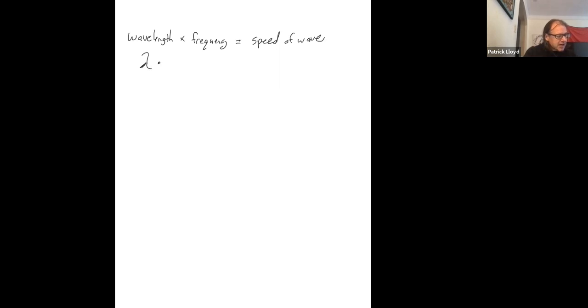I'm going to put a little dot instead of an X. And then I'm going to put the F in there for frequency. And the symbol we're going to use for speed, when we're talking about the speed of a wave, is a very specific symbol. It's a C, a lowercase c, like specific heat capacity, right?